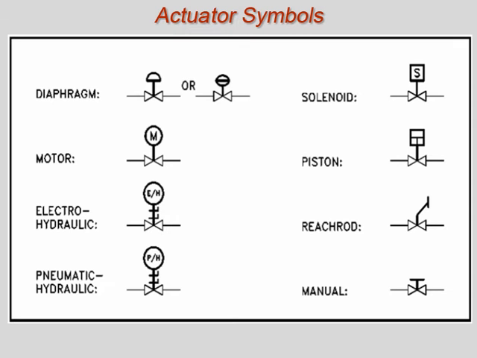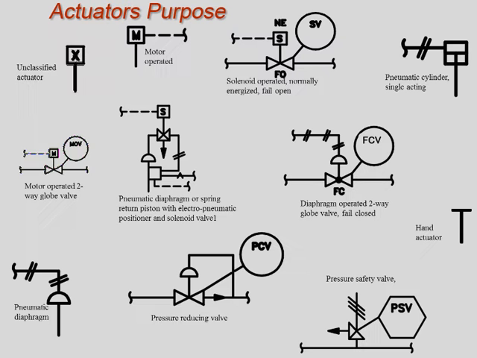These are various types of valve actuators. Many of these should be familiar from Module 2. Various types of actuators are used on various types of valves. Here you see the symbols for motor operators, solenoid operators, pneumatic diaphragm, reducing valves, and safety valves.